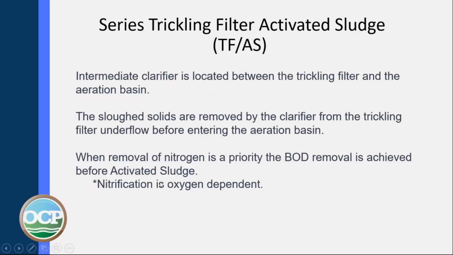And you could have series trickling filter activated sludge. An intermediate clarifier is located between the trickling filter and the aeration basin. The slough solids are removed by the clarifier from the trickling filter underflow before entering the aeration basin. When the removal of nitrogen is a priority, the BOD removal is achieved on the filter before the activated sludge process. Remember, for nitrification, you need to operate at higher BODs in the activated sludge part of this plant.